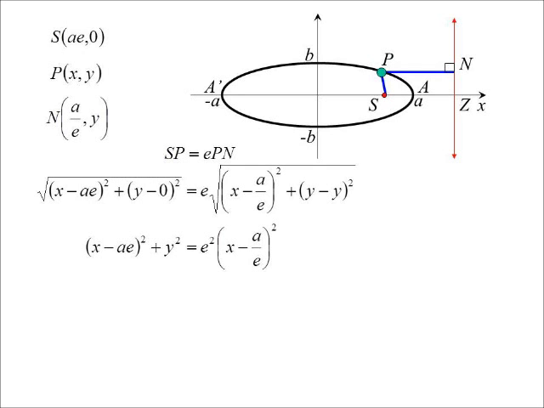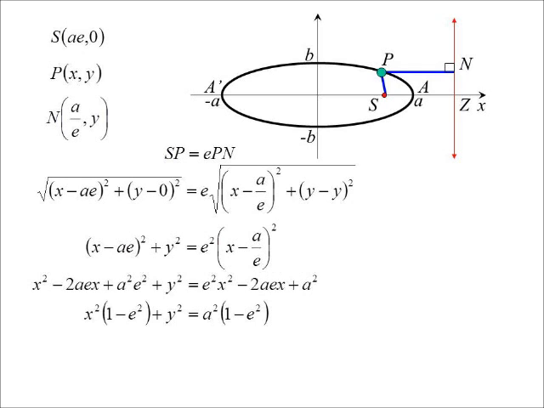Distance formula, let's sub all that in. Ties up quite nicely because we get things like y minus 0 and y minus y. So I've got (x minus ae) squared plus y squared is e squared (x minus a over e) all squared. Expand the whole thing out. It's getting closer. Collecting the x squareds together, the y squareds together, and anything by itself. Going to divide everything by a squared (1 minus e squared).